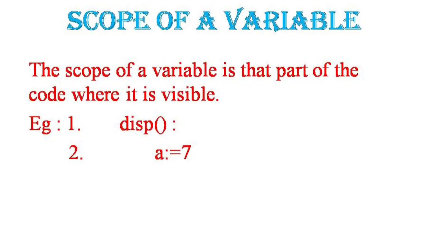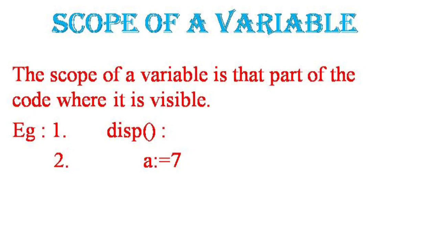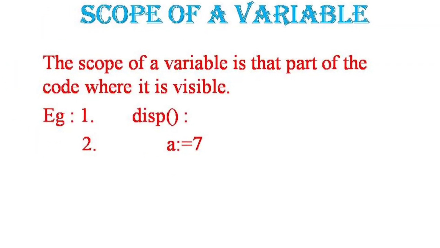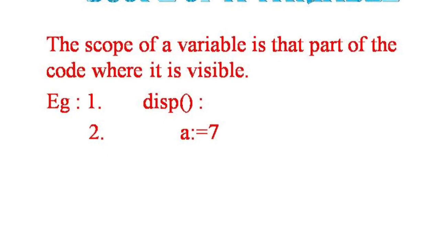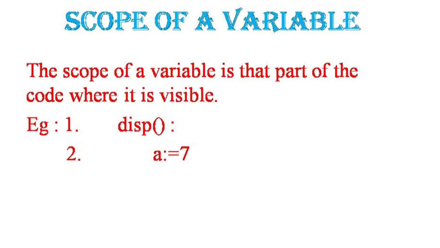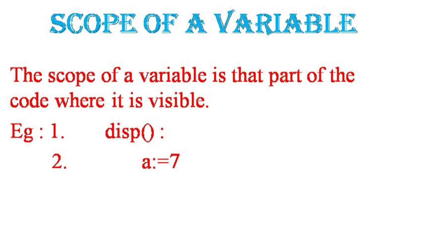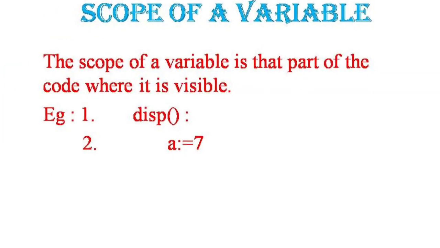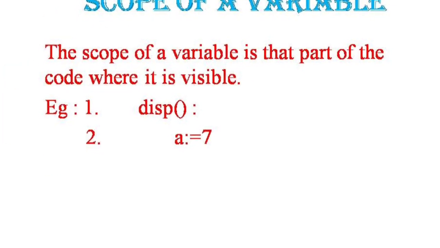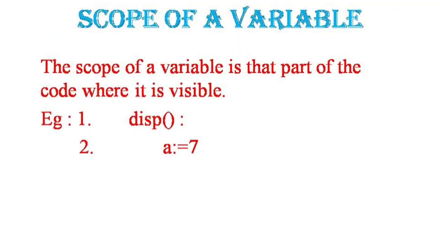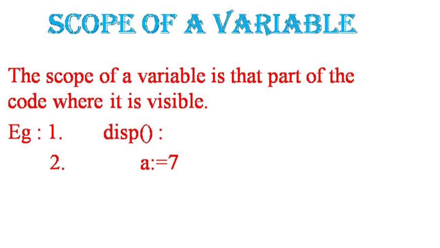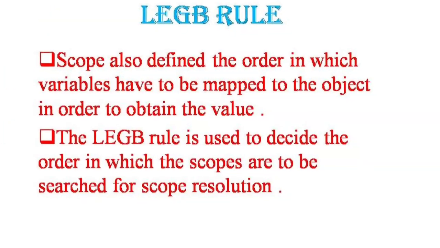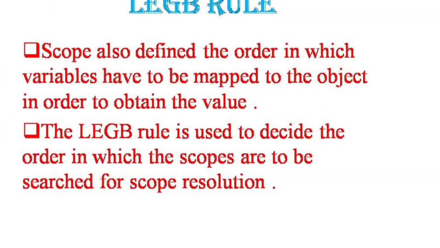Now, the scope of a variable. The scope of a variable is that part of the code where it is visible. Now see this example. Here disp is a function and a variable a is assigned the value 7. Now this value can be used only inside the function and not outside the function.